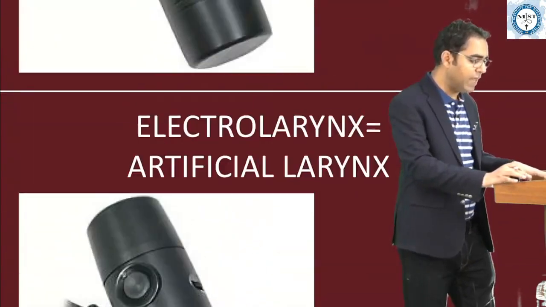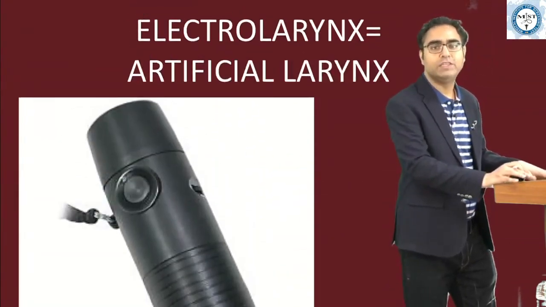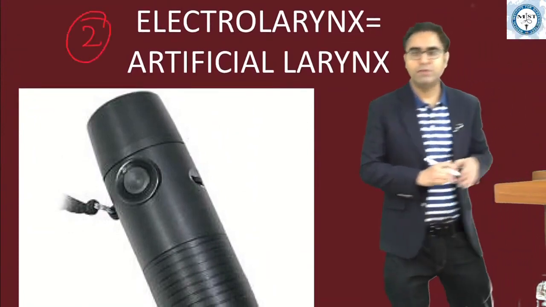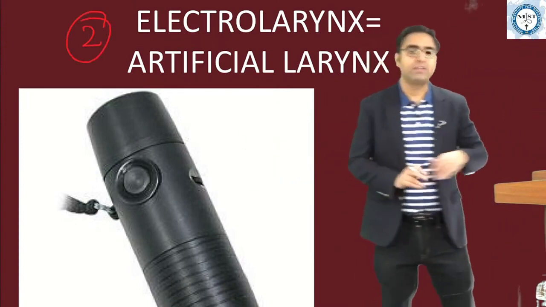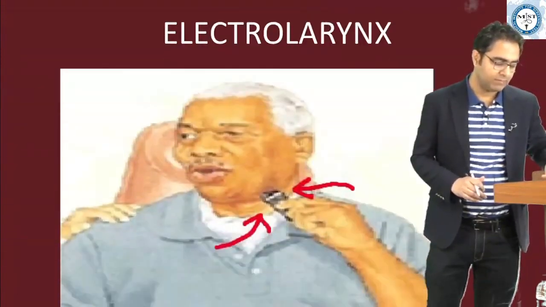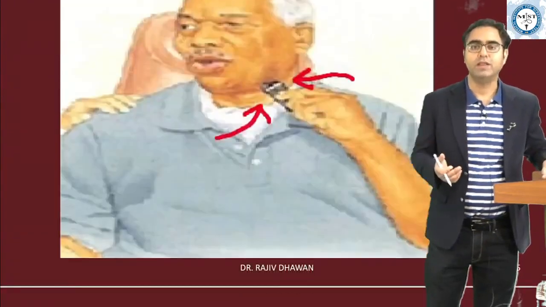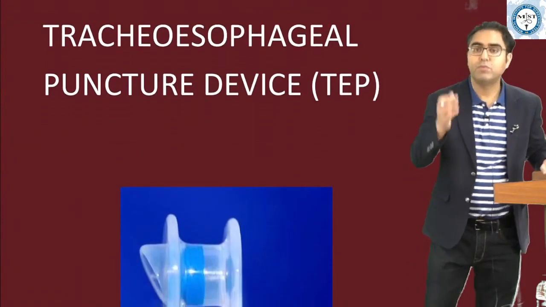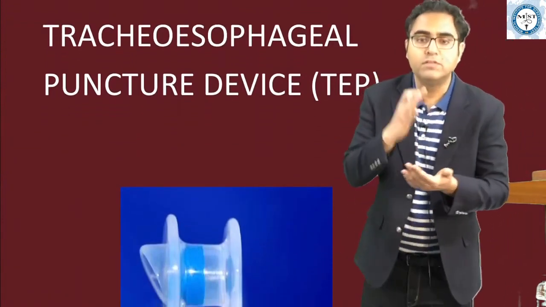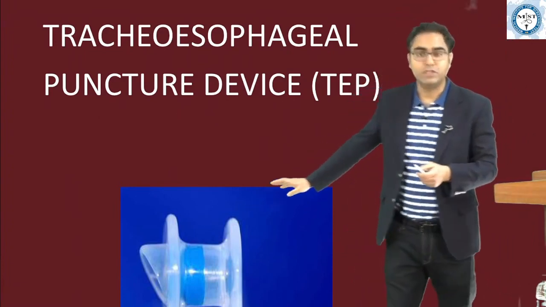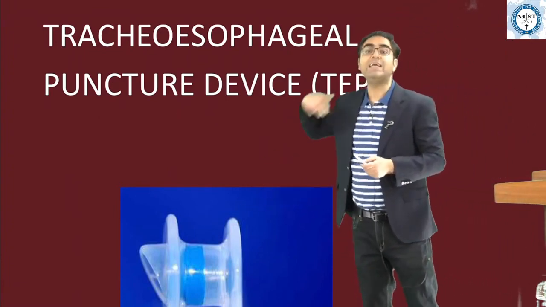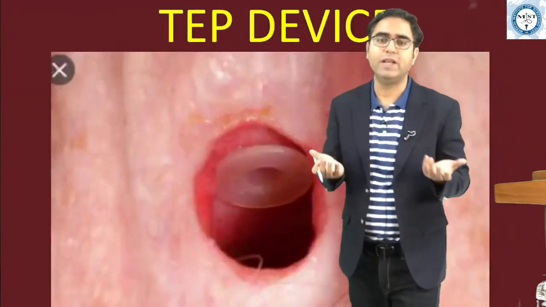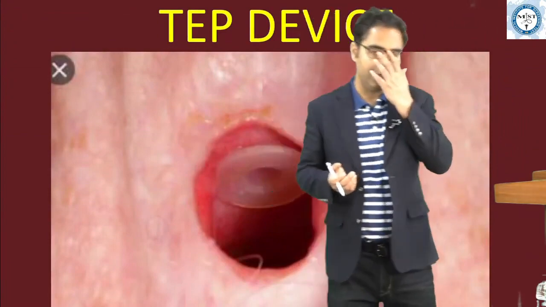Voice production after laryngectomy. Number 1, esophageal voice. Poor method. Number 2, electrolarynx or artificial larynx. It is a battery operated external vibrator. Like this. But the best one is the third one: the tracheoesophageal puncture device. What is the example of that? Blom Singer prosthesis. It is a unidirectional valve. It's an internal device you put in the body like this, and this helps you speak without the need of any battery. Okay, fine, TEP device, beta.